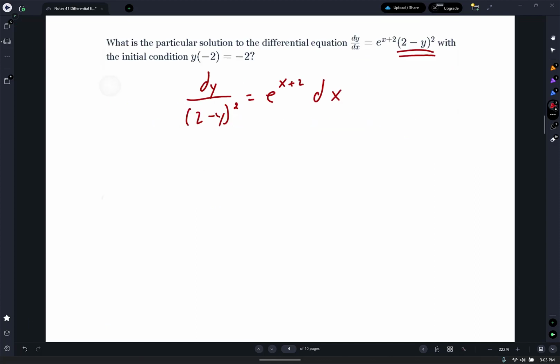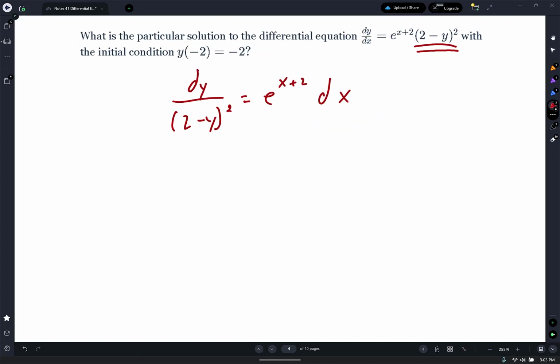I don't see any major issues. I think I'm ready. All right, integrate. Hopefully we don't make any errors there on this one. So this is going to be, let's see, negative 1 over 2 minus y. Ooh, there's a negative y. Negative times the negative is a positive. So positive equals e to the x plus 2 plus c.